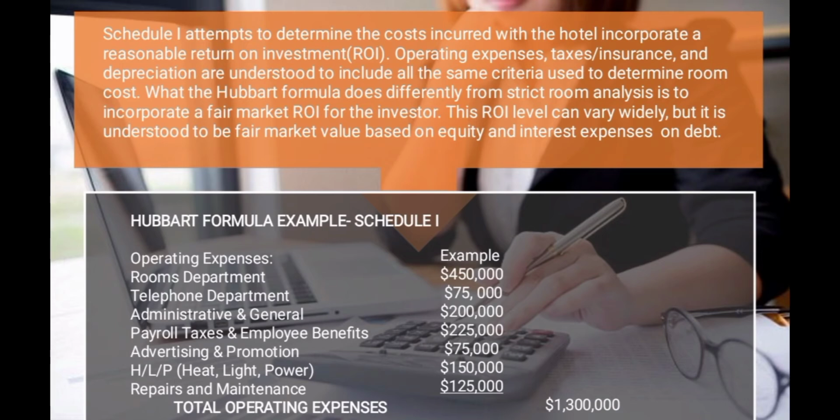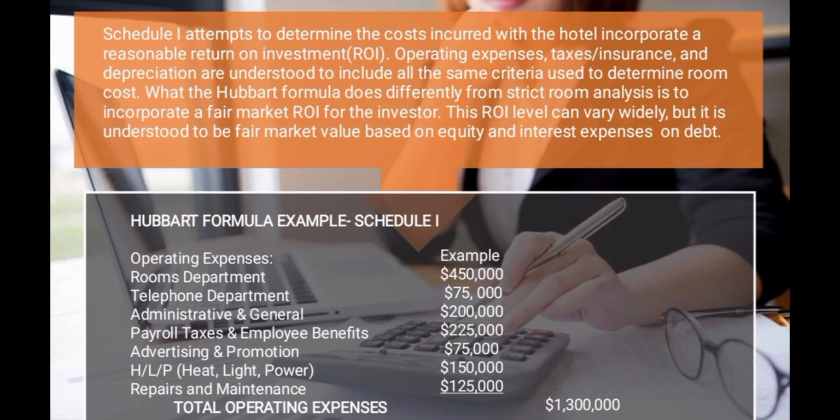Operating expenses, taxes, insurance, and depreciation are understood to include all the same criteria used to determine room cost. What the Hubbard formula does differently from strict room analysis is to incorporate a fair market ROI for the investor. This ROI level can vary widely, but it is understood to be fair market value based on equity and interest expense and debt.